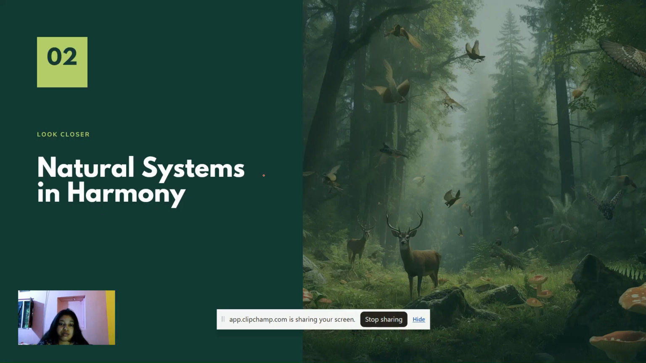Natural systems in harmony. You can see the screen here. Various types of animals are present here and they live in harmony.